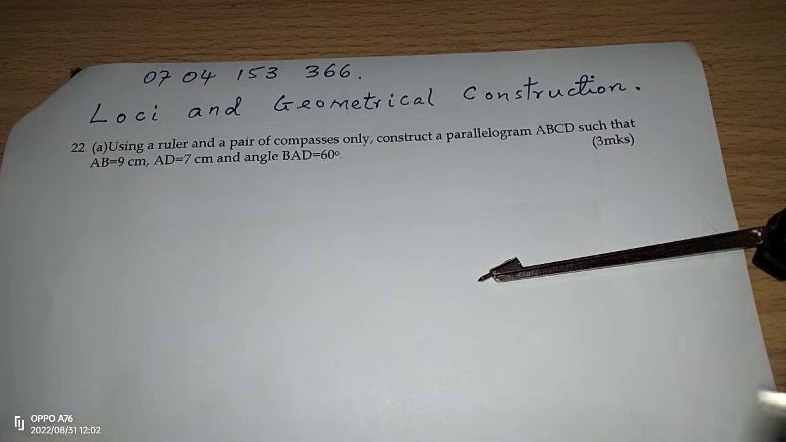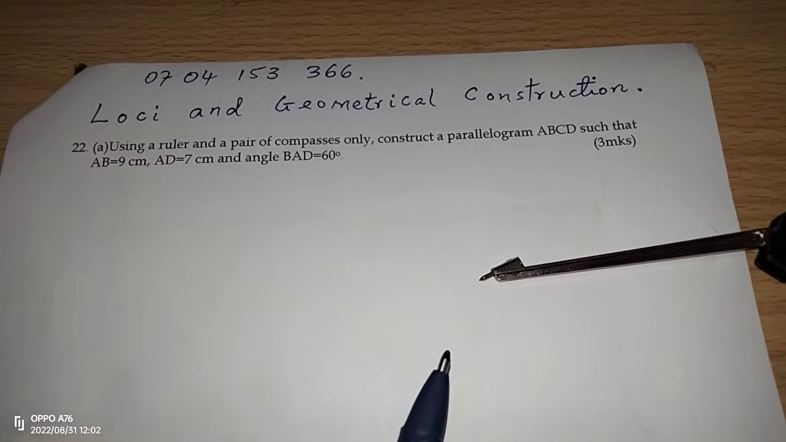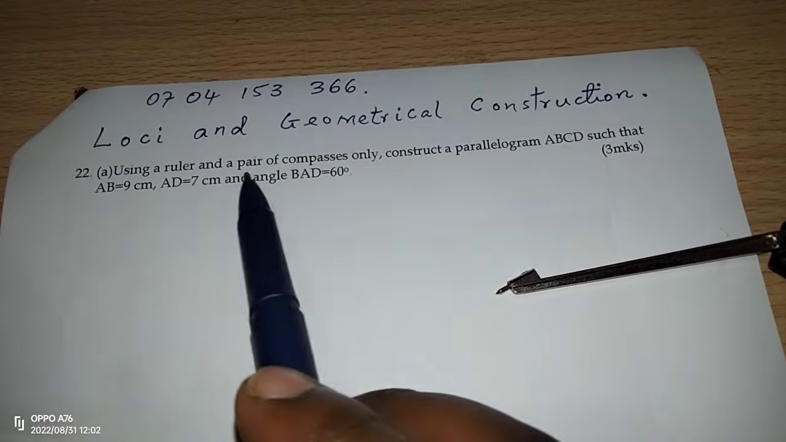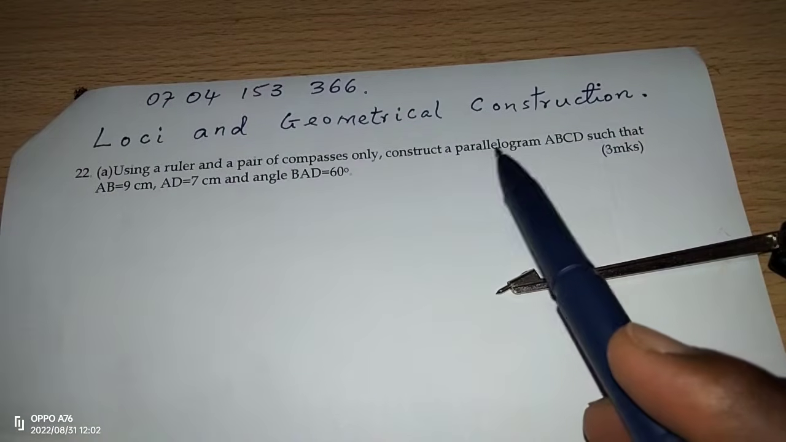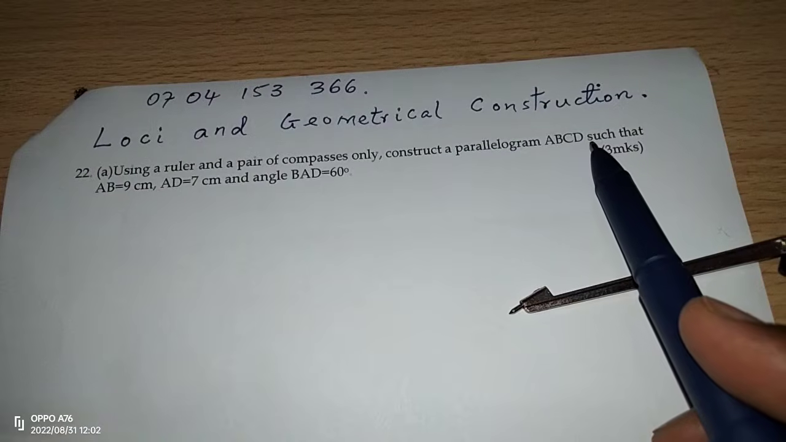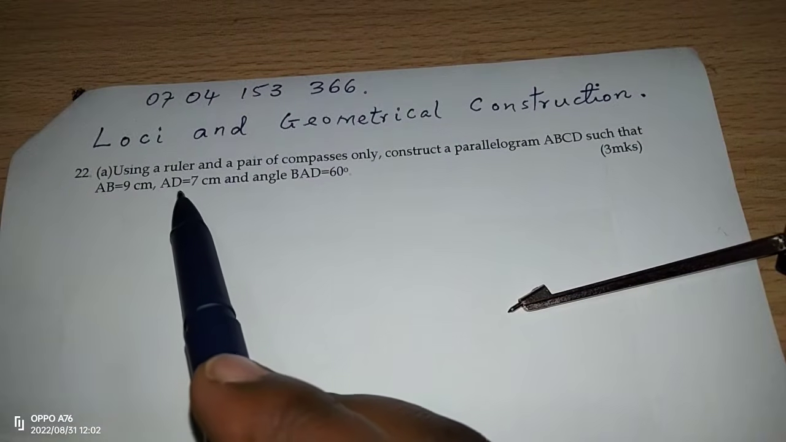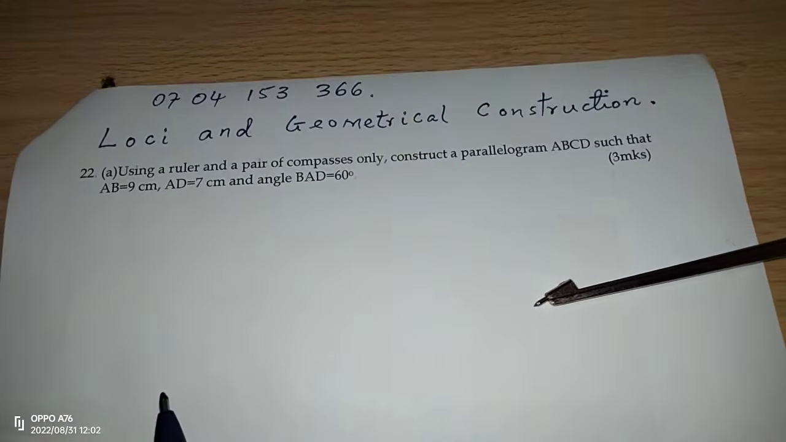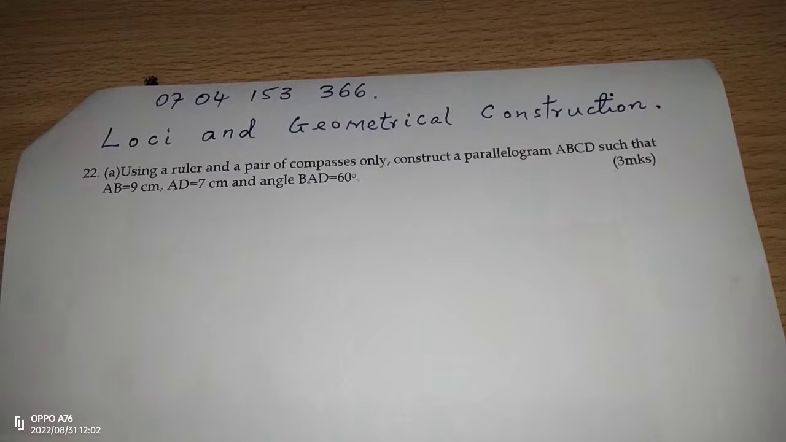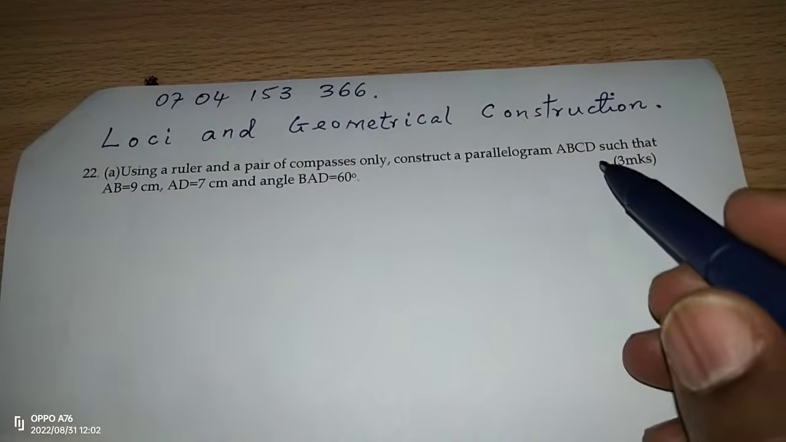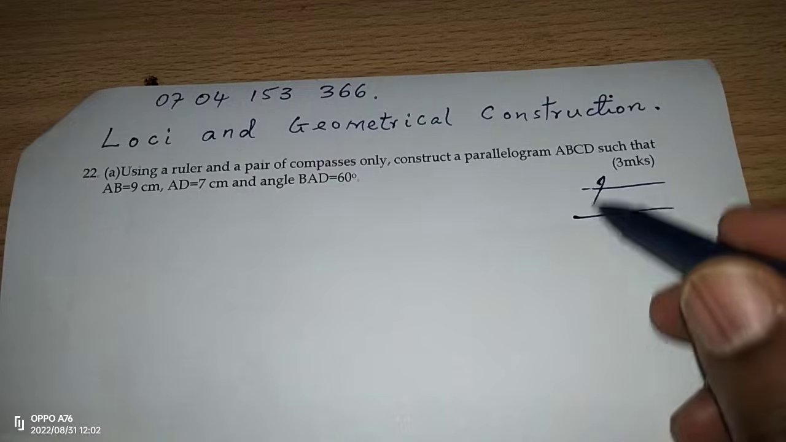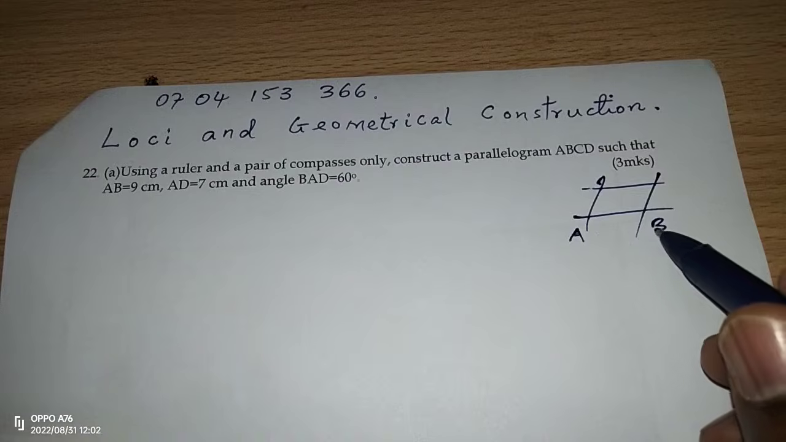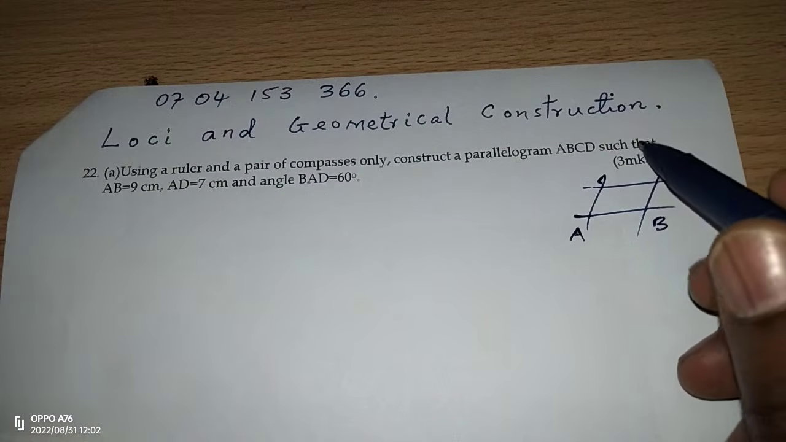We are going to study loci and geometrical constructions. We are given a question which says that using a ruler and a pair of compasses only, construct a parallelogram ABCD such that AB is 9 centimeters, AD 7 centimeters, and angle BAD 60 degrees. So we can first of all come up with a sketch of this parallelogram. Remember, a parallelogram is a quadrilateral with two pairs of parallel sides.